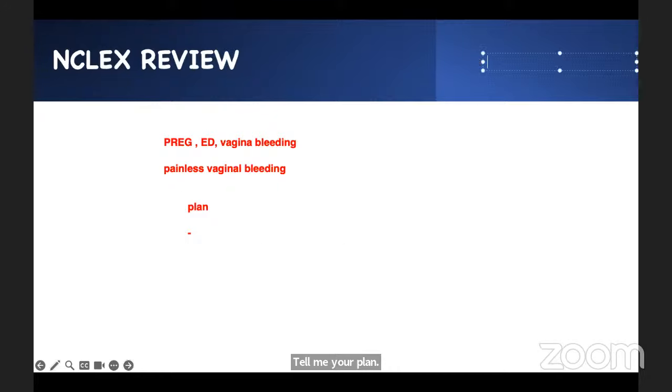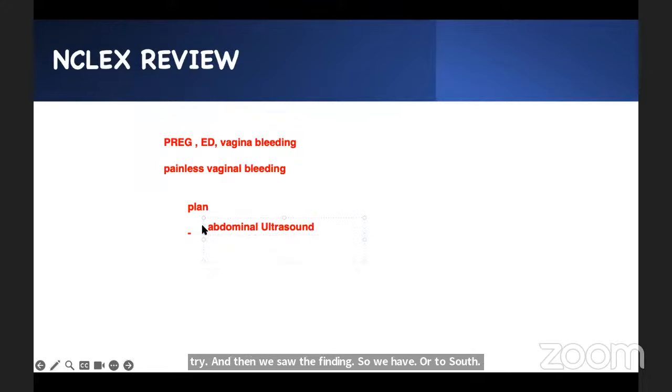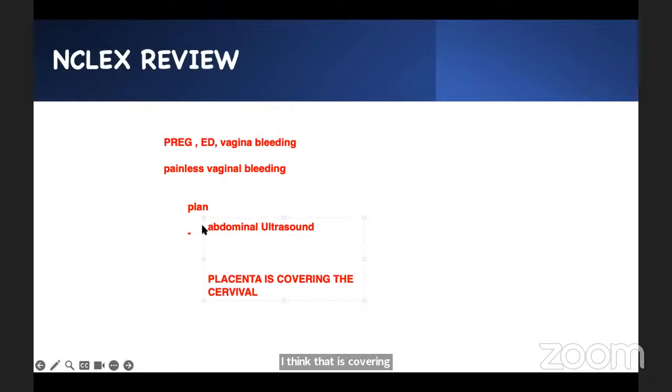So we're going to do an ultrasound. What kind of ultrasound? And then we saw the finding. So we have an abdominal ultrasound, and what we find is that the placenta is covering the cervical os. What is your diagnosis? That's previa. If that's previa, what is your plan then?